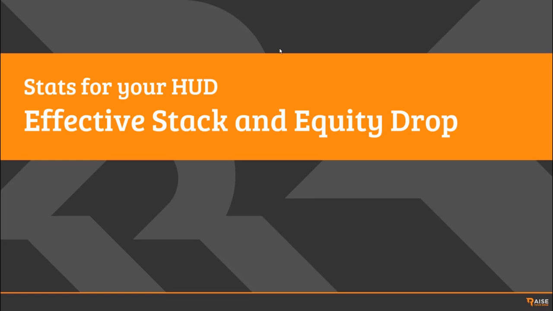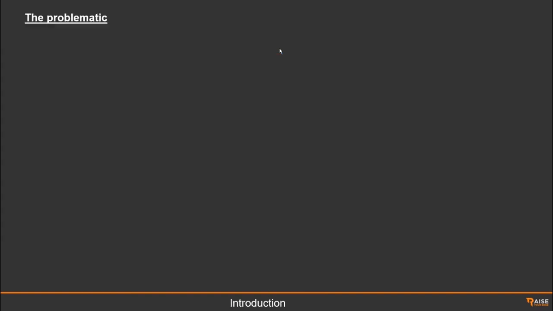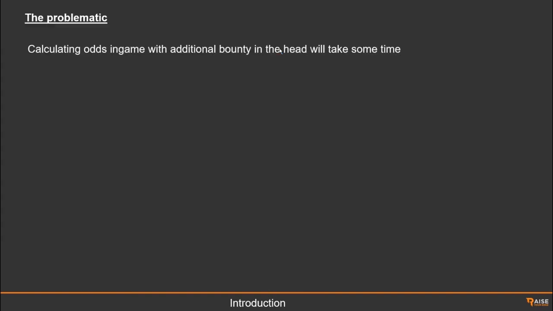So let's kick off with the problematic which those two stats should solve. The problematic is pretty simple. The calculation of odds in game when a bounty is involved in the hand will take some time. And if you are multi-tabling, so if you are playing, for example, more than 4 tables, let's say you're playing 10 or 15 tables, this can be very challenging.